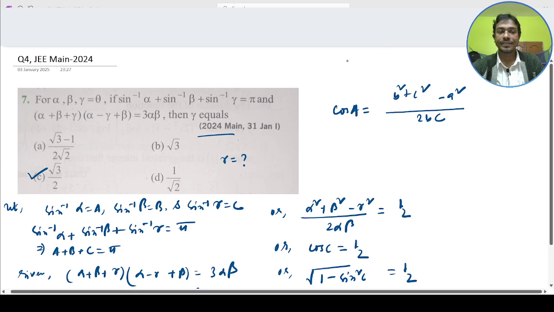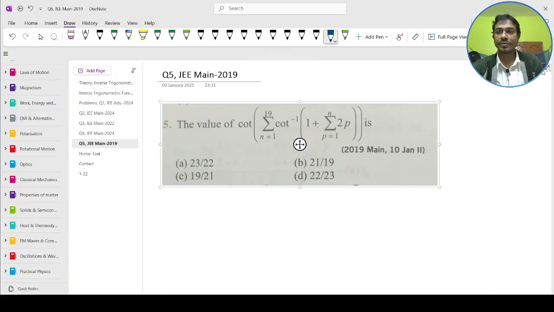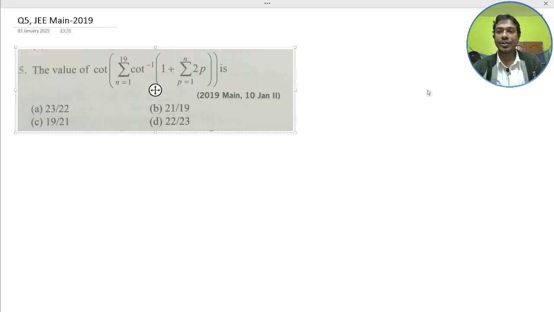Last question. That is from the also recent question, JEE Main 2019: the value of cot of summation n from 1 to 19 of cot inverse of 1 plus summation p from 1 to n of 2p is equal to what?